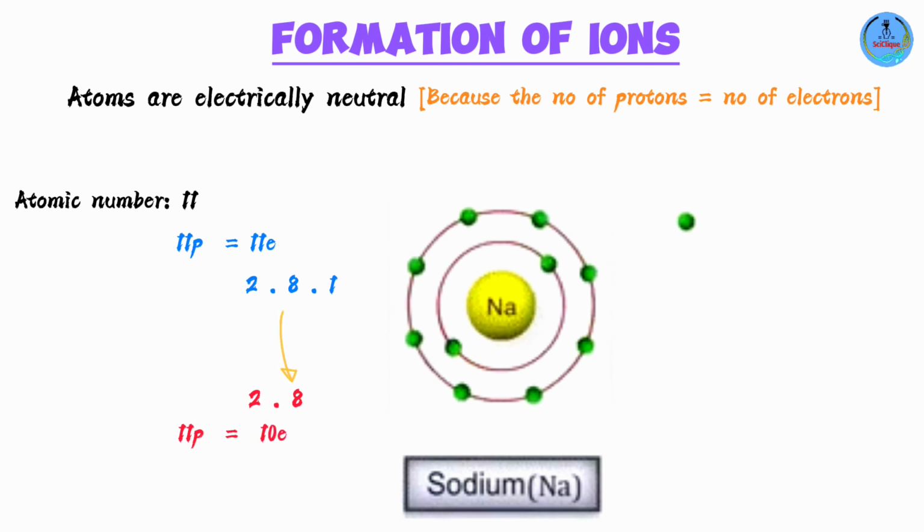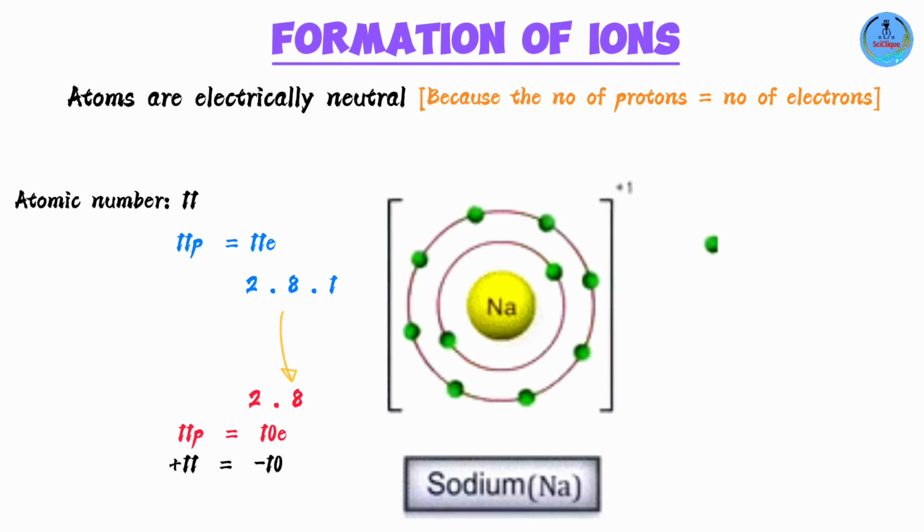What about the number of protons? They remain the same. In chemical reactions, the number of protons is never affected. So you're going to end up having a positive charge of 11 and a negative charge of 10. What is your overall charge going to be? Plus 1. So the sodium ion is positively charged. It has a charge of 1, and this is how it's illustrated.